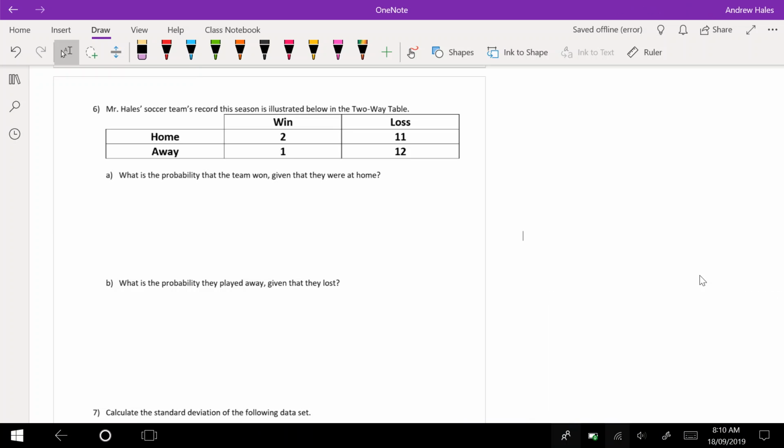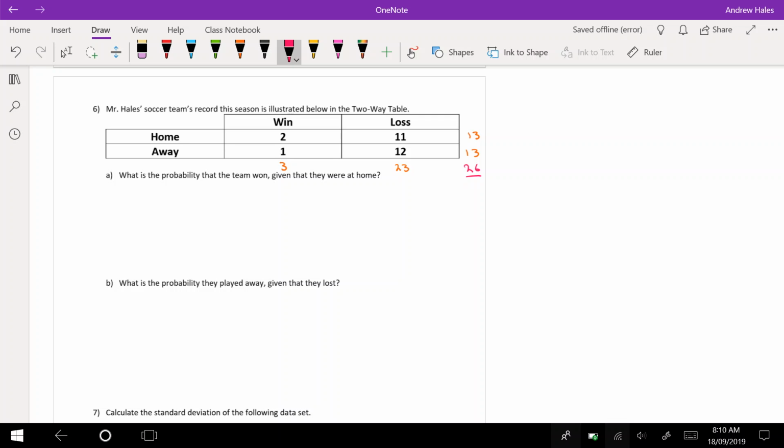With these two-way tables, it's actually very easy to find conditional probability because it's there in front of us. First thing I want to do is find the total of my rows and the total of my columns. So I've got 13 here, 13 here, 23 there, 3 there. So that is now the total for whether I won, lost, was at home, and was away. What's the total number of games for both parts? Well, that's just 26. So 26 is the total of all of it.